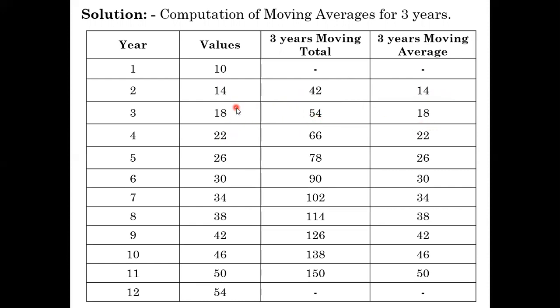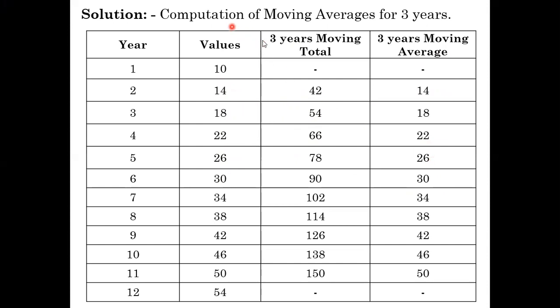Next, leave 2 and add 3: 18 plus 22 plus 26, you will get 66. 66 divided by 3, you will get 22. Next, 22, 26, 30: you will get 78. 78 divided by 3, you will get 26.